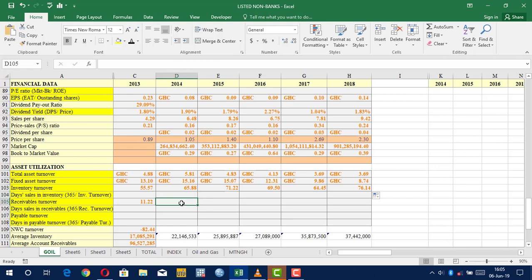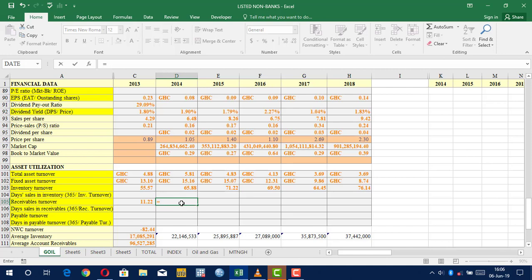Let's look at the receivables turnover. The receivables turnover also explains the efficiency with which the company is able to collect its receivables, that is debt owed the company, debtors. Okay, so the number of times that it takes the company to be able to get back its money out of the goods that it sold on credit. So this analysis is very, very important because it tells you how efficient you are in terms of debt collection.